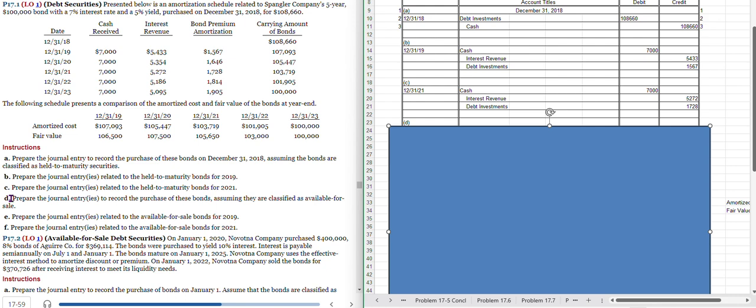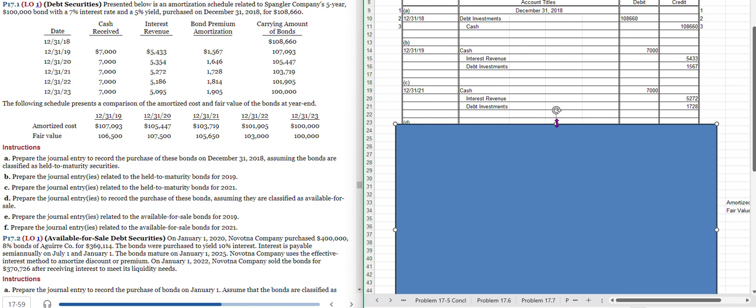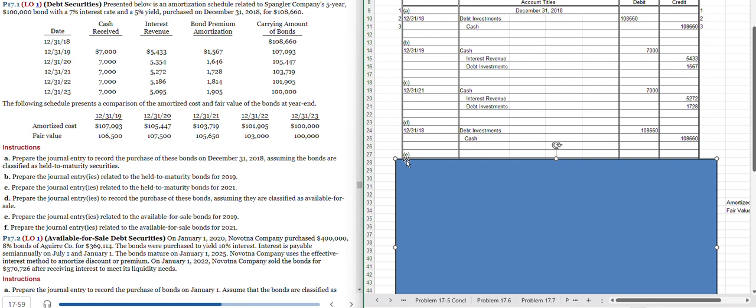D. Prepare the journal entries to record the purchase of the bonds, assuming that they are classified as available for sale securities. The available for sale makes a difference, but here we're just recording the purchase of the bonds. So again, we spent $108,660. In return, we got $108,660 in debt investment. So we will debit debt investment and credit cash for the amount paid.